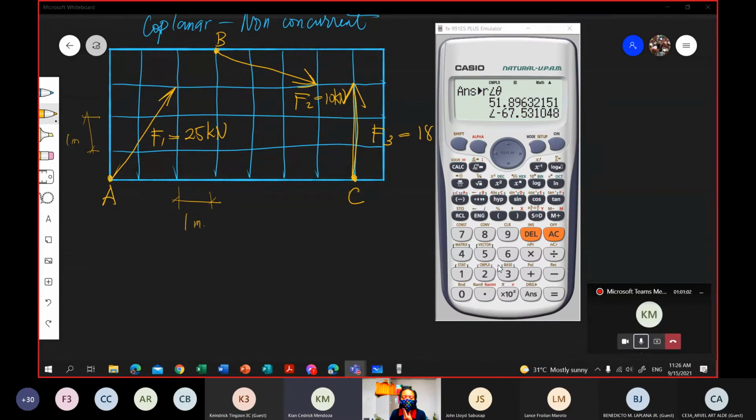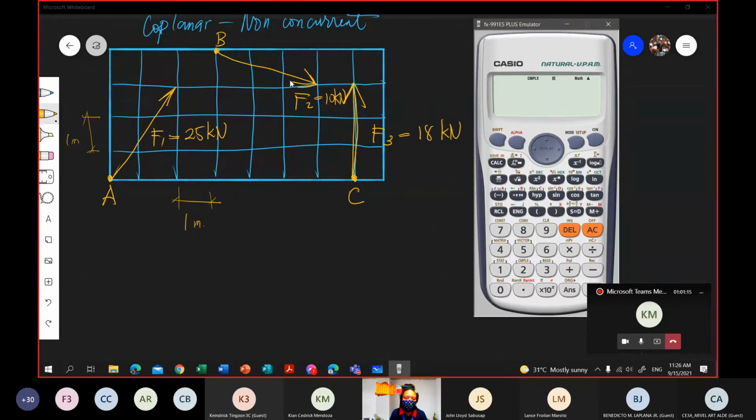Oh, sorry. So we are trying to solve for the magnitude, the direction, and the location. Let's start with the magnitude. How do we do that? Look at the forces, similar to what we did earlier. You will treat this as if it is concurrent.